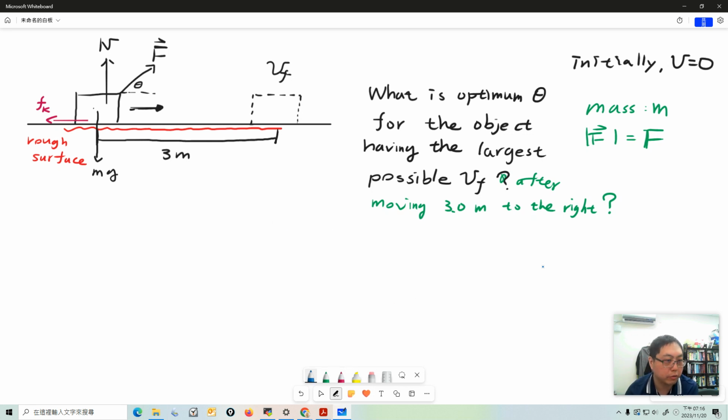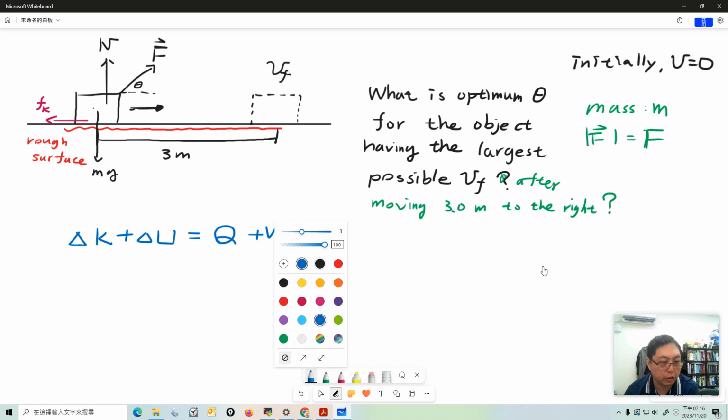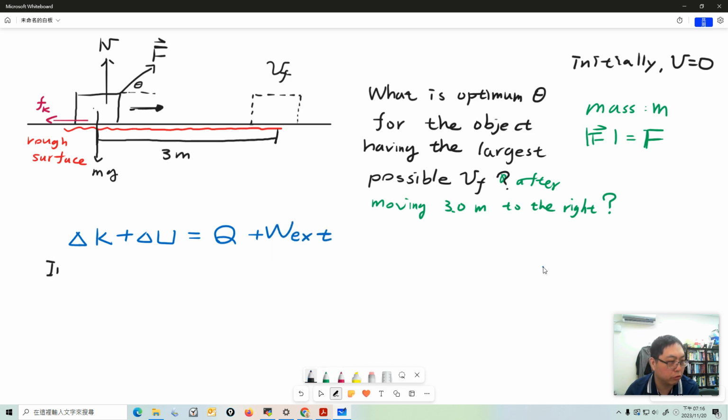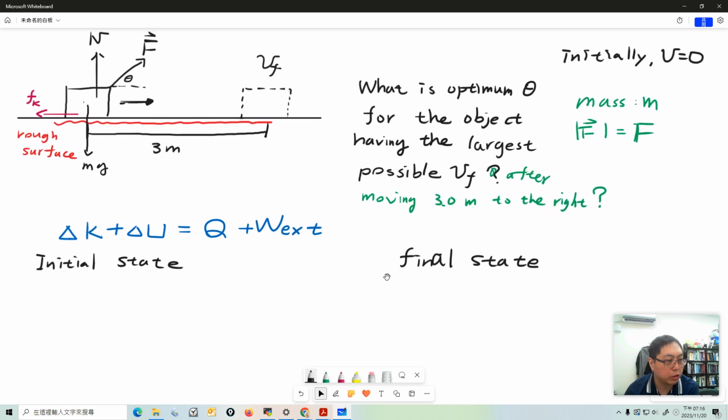Energy conservation is really simple: delta K plus delta U equals heat plus work done by the external force. For such an energy conservation calculation, we need to know the initial state and final state. What's the kinetic energy and potential energy for the initial state and final state?